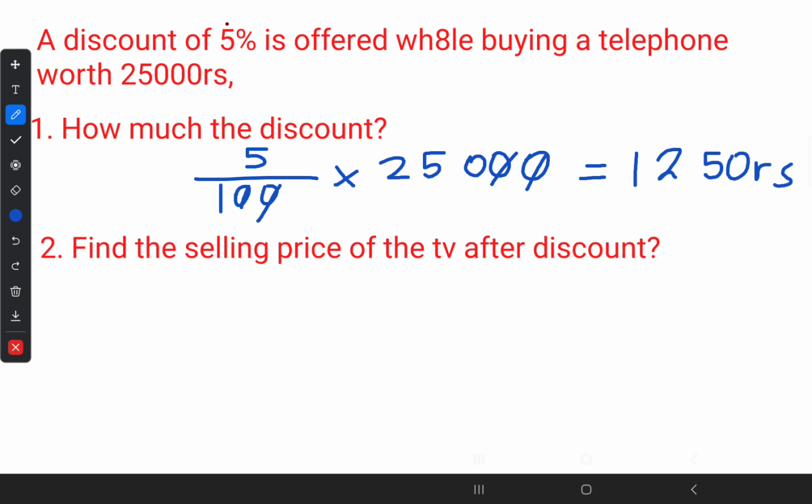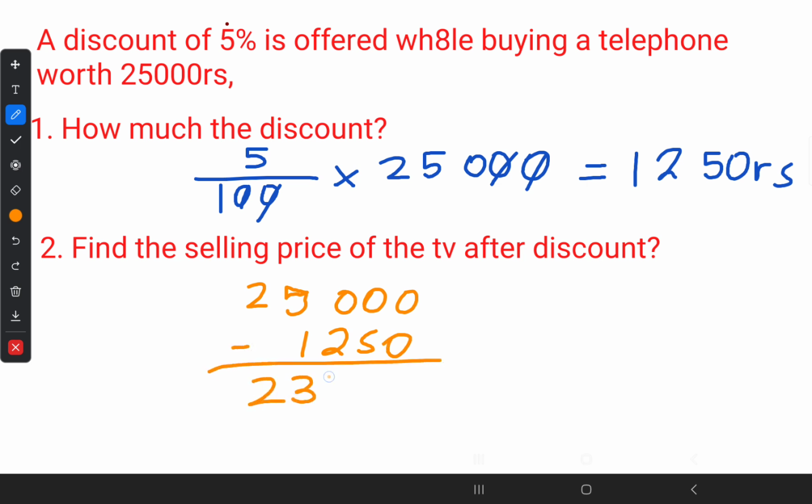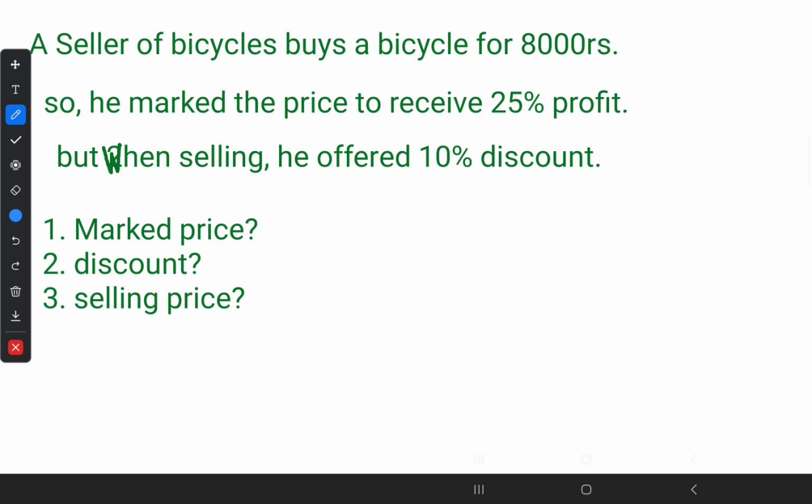Then after paying the discount, what is the selling price? What would be the selling price of that TV? So from 25,000 rupees, let's subtract the discount amount. That will give you 23,750 rupees. This is the selling price of that TV after the decrease of the discount. Okay, here a seller buys a bicycle for 8,000 rupees.